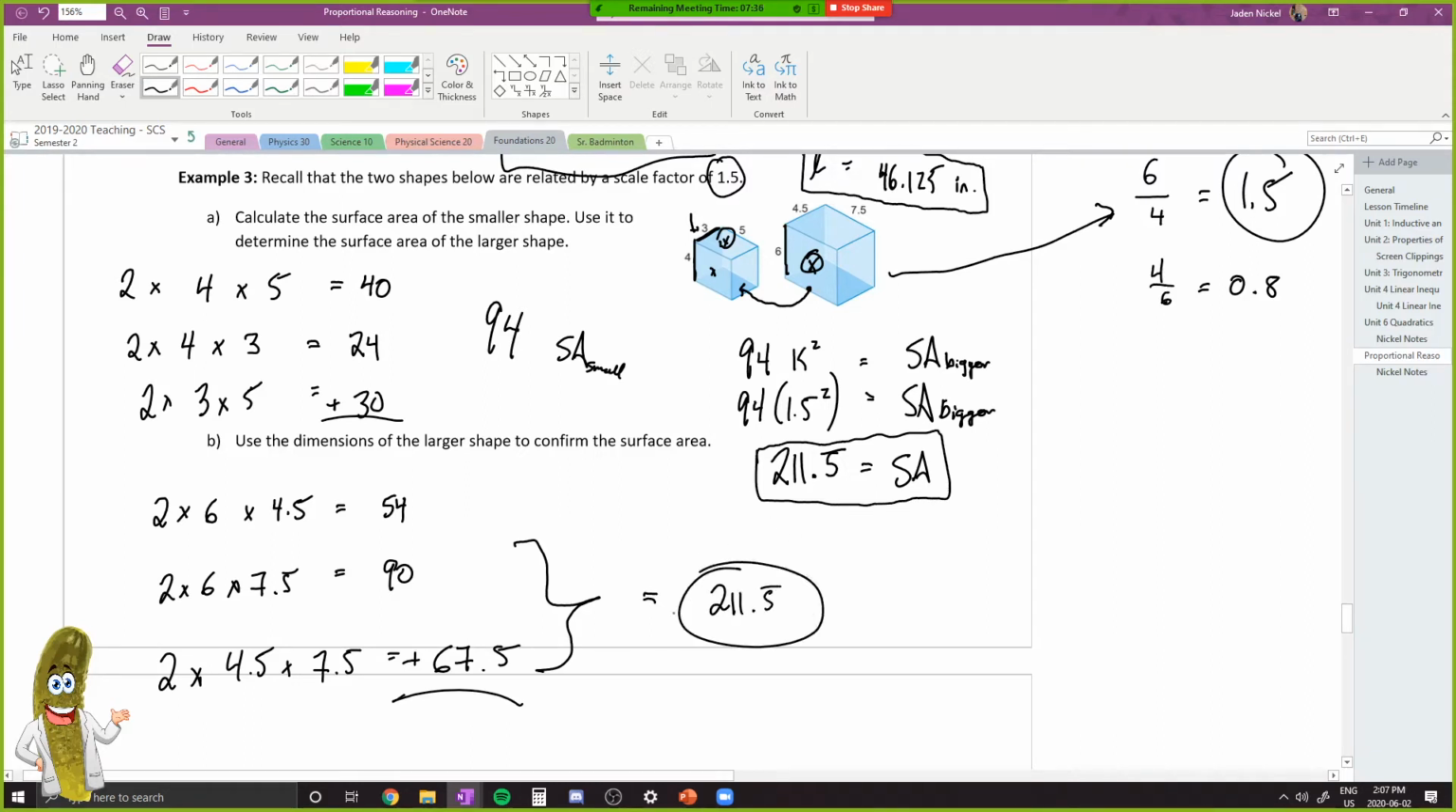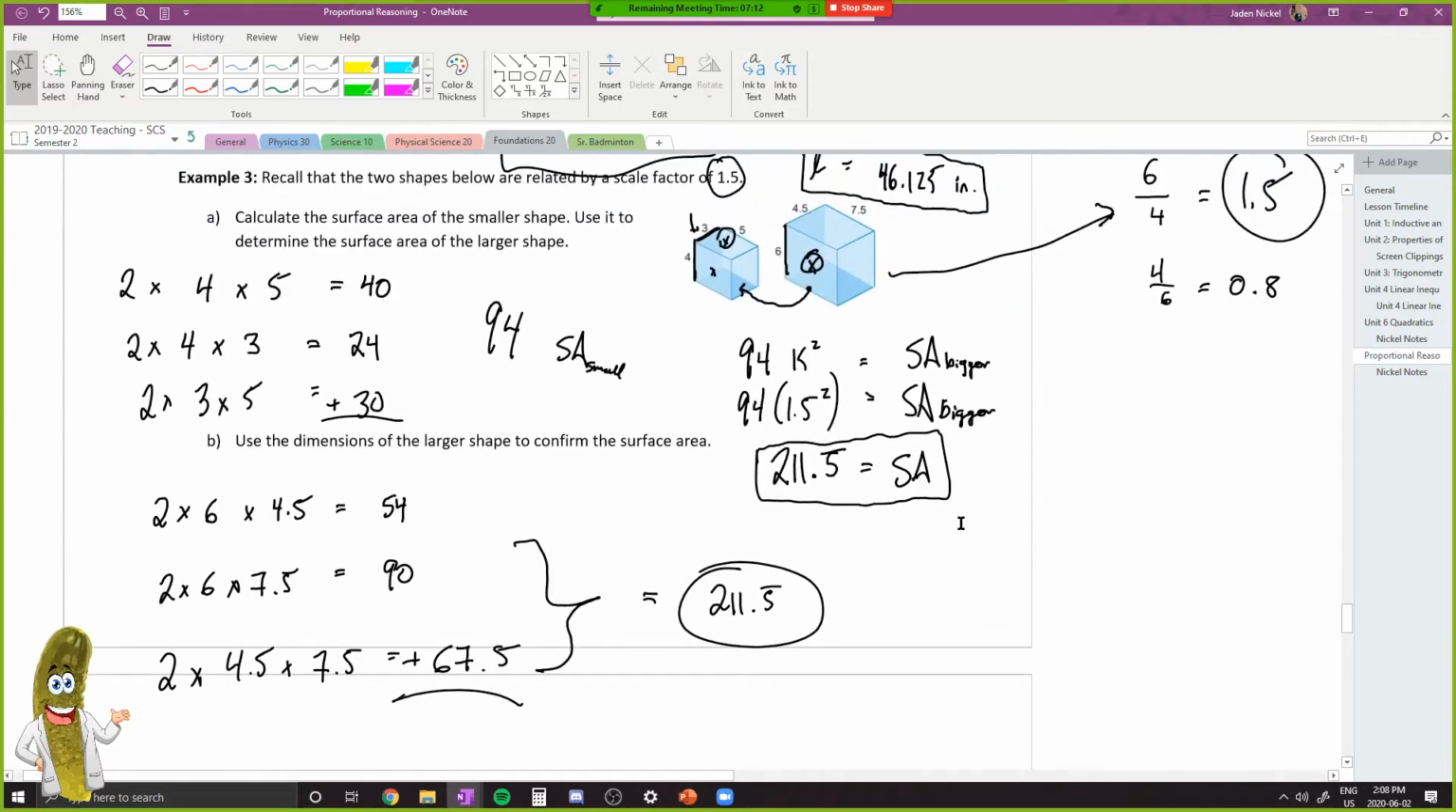So that would inductively then prove that this k squared value was correct. It would prove that this scale factor was correct. And it would also prove that the formula we've been using is effective in getting the exact same surface area as when we individually went through and calculated each side and added them together.